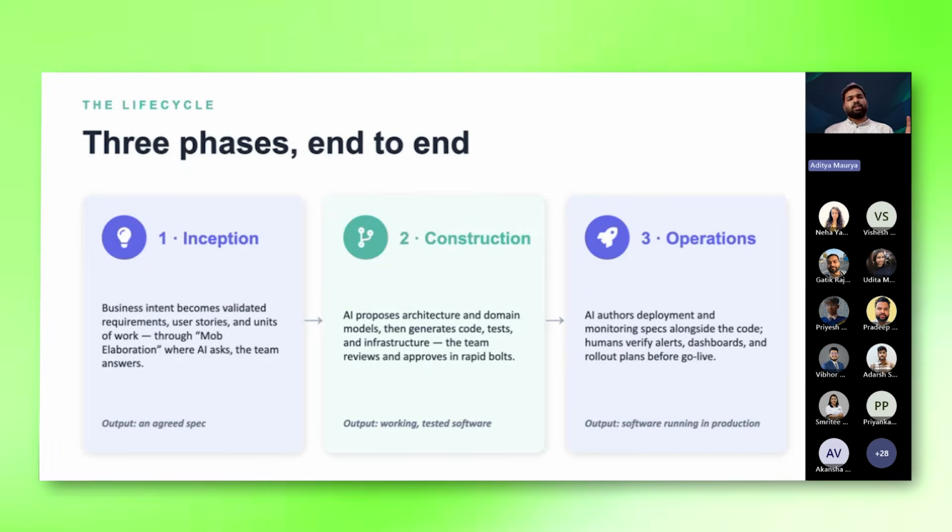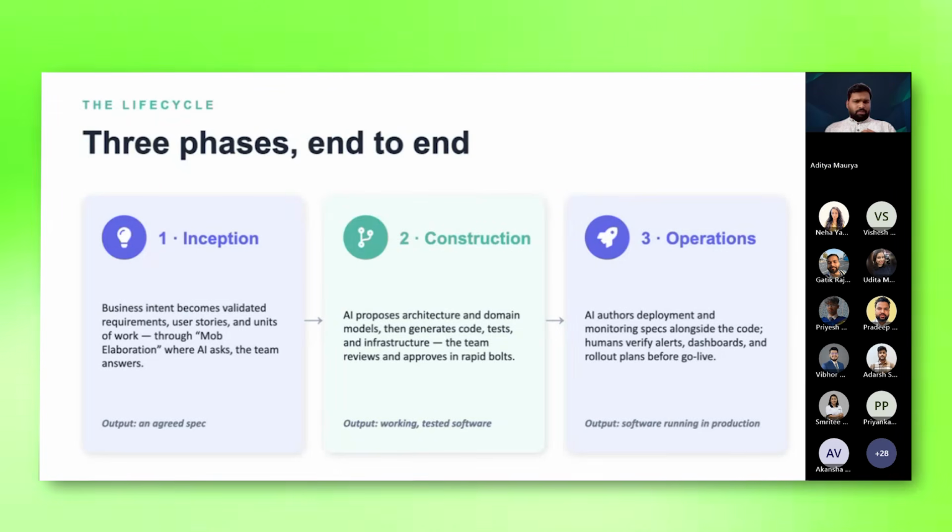Once we agree on all those requirements, we will move on to the next phase, which is construction. The AI will help us to create designs. It will help us to generate code. It will help us to write test cases, and also it will help us to prepare documents. So in construction, the designing part, the code generation part, the testing part, as well as the documentation part is handled.